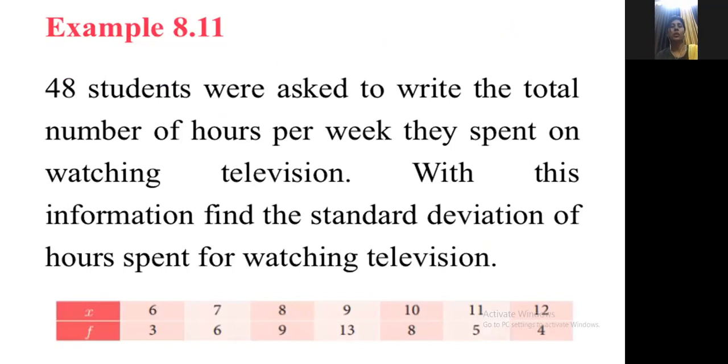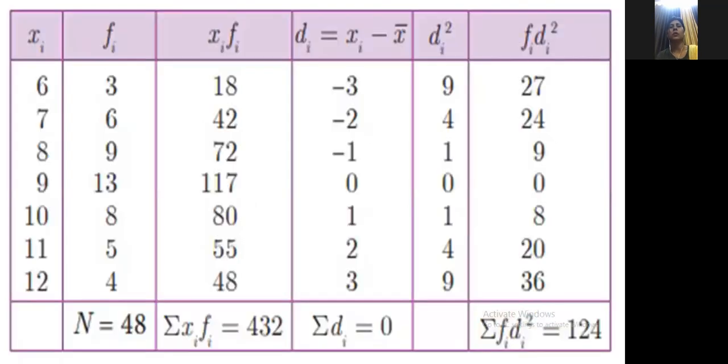Here the question is given: 48 students were asked to write the total number of hours per week they spent on watching television. With this information, find the standard deviation of hours spent watching television. We have the table where we are given X and F. Here X represents your data and F represents the frequency of that data. So 6, 7, 8, 9, 10, 11, 12 is X, and 3, 6, 9, 13, 8, 5, 4 is your frequency. So let's make a table for this and start finding the standard deviation.